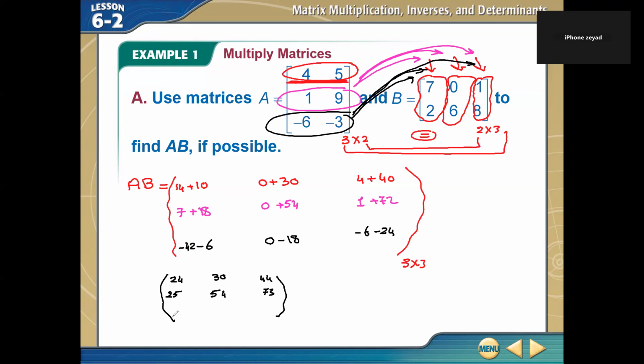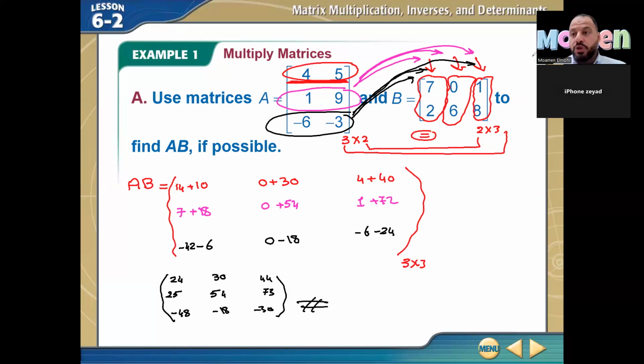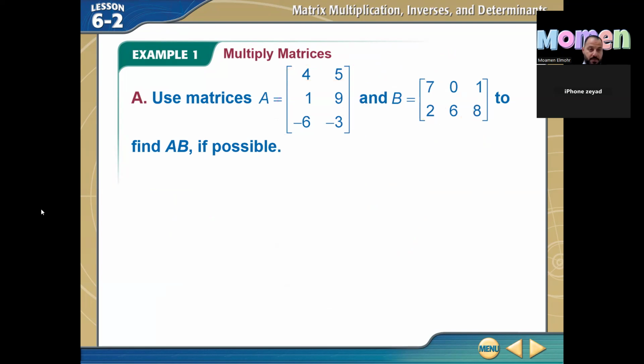Then negative 42 minus 6 equals negative 48, and this is negative 18, and this is negative 30. We get the answer and we get the multiplication operation through the two matrices, A and B. Let's check our answer with the steps.